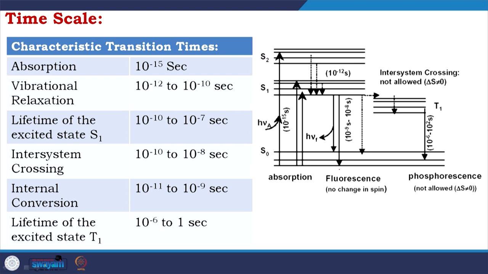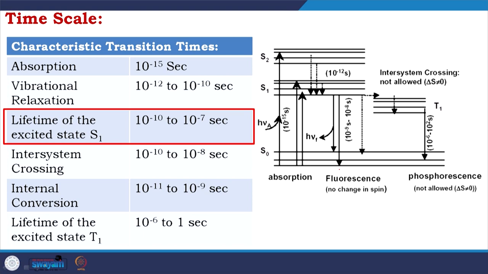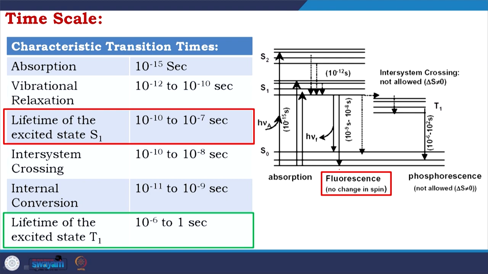Among them, the lifetime of the excited state S1, which is 10⁻¹⁰ to 10⁻⁷ second, this is fluorescence. The lifetime of the excited state T1 is actually defining phosphorescence.